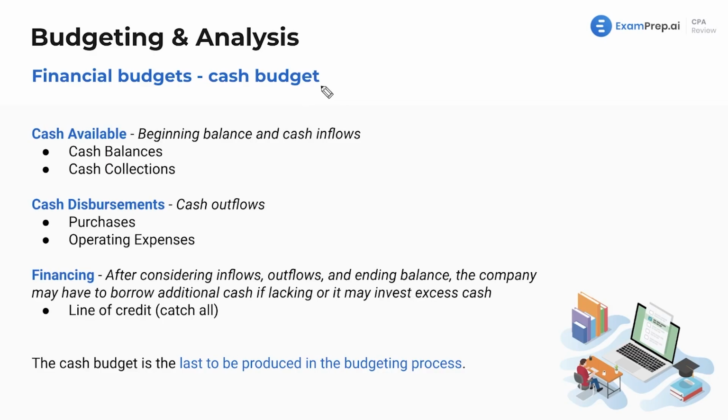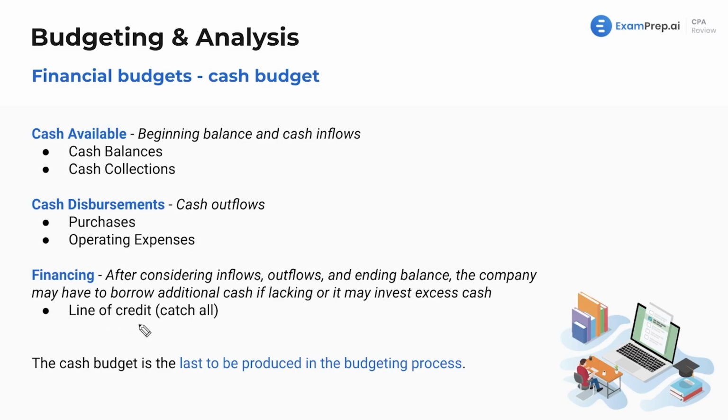Super important to know, will we have enough cash next month to do what we want, to pay our employees, all that good stuff, to pay down debt, invest it. Cash budgets, we're going to have our 3 sections. I'll show you good old cash budget. Financing, we're going to have, after considering inflows and outflows and ending balance, if we have to borrow additional cash, we may have to do that. And we could also invest the extra cash if we have that, right?